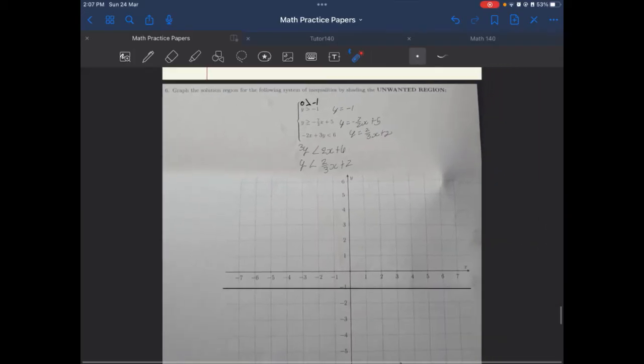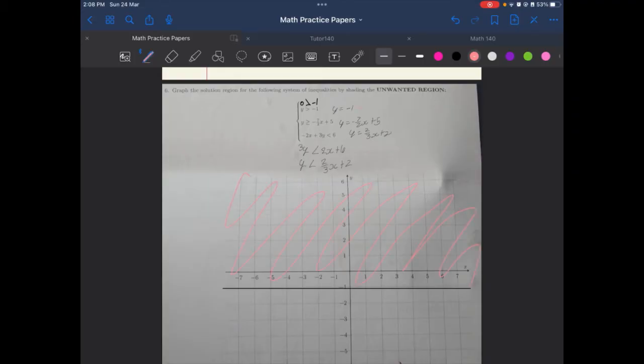And then I would suggest doing this on a piece of paper on the side, because at the end we use what we're doing now to see which one is the unwanted region, because they want the unwanted region. You could see in the end what I mean. So 0 is greater than negative 1, that's true, so we should shade the side with 0, 0 on it.